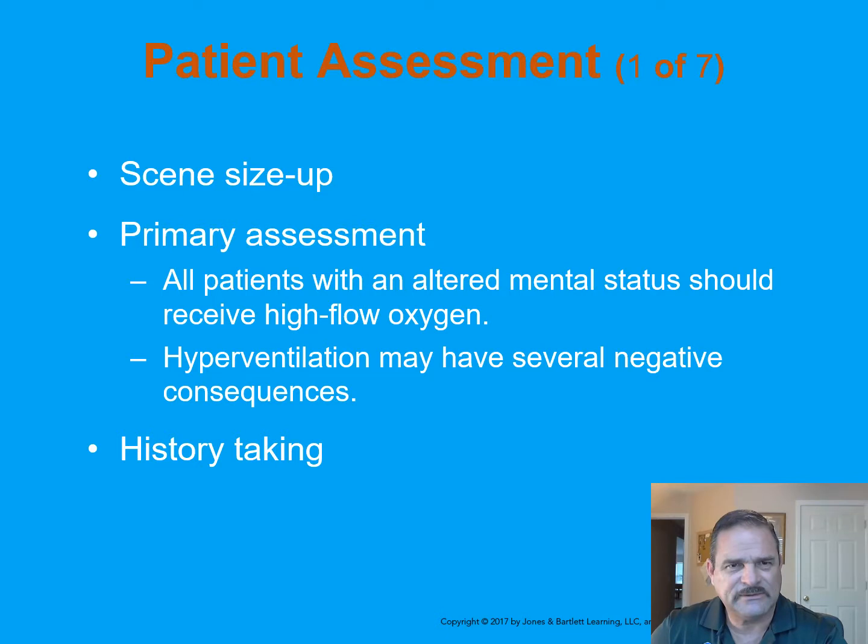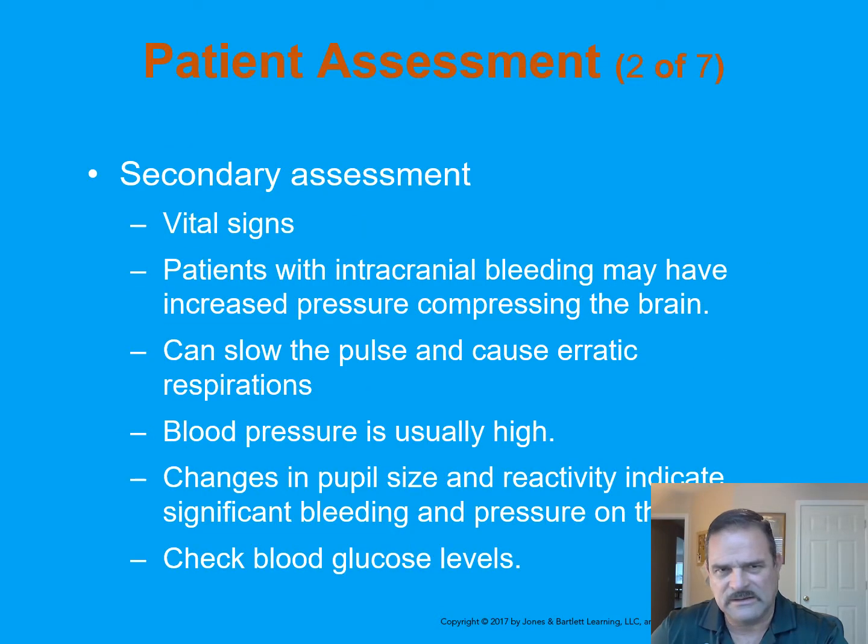Patient assessment. Here we go for the neurological patient. Scene size-up, same as usual. Primary assessment: all patients with an altered mental status should receive high flow oxygen. That way we can rule out hypoxia right away. Hyperventilation also may have several negative consequences, so you need to take a look at that, see what their rate and quality is. Get a good history on them, including psychiatric history. All right, so secondary assessment, vital signs: patients with intracranial bleeding may have increased pressure compressing the brain.